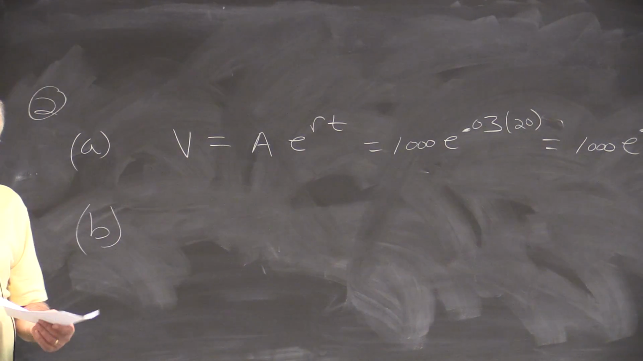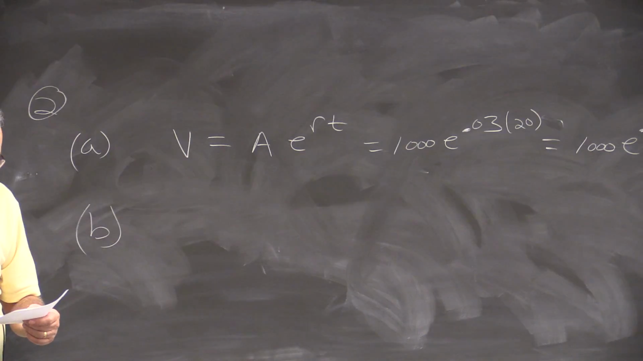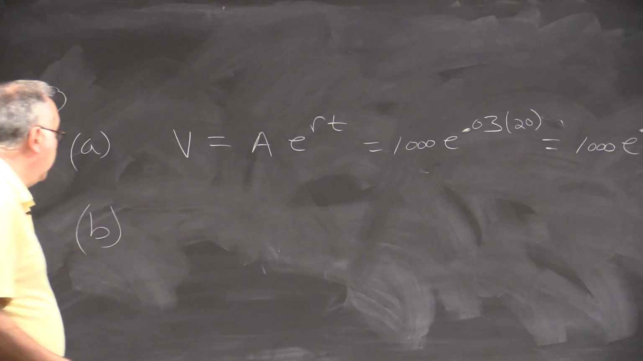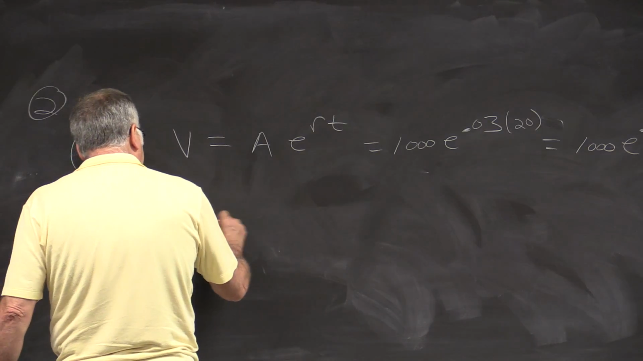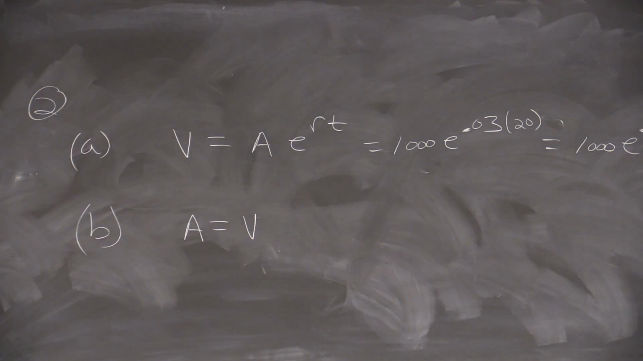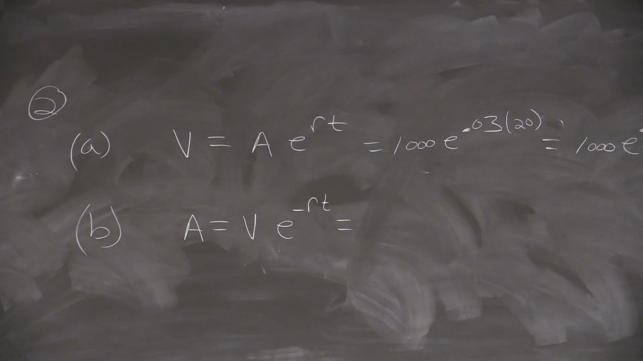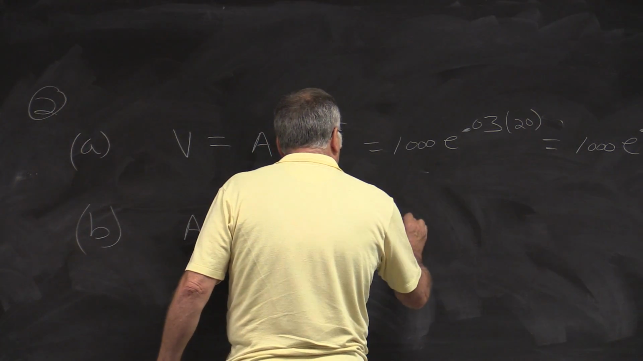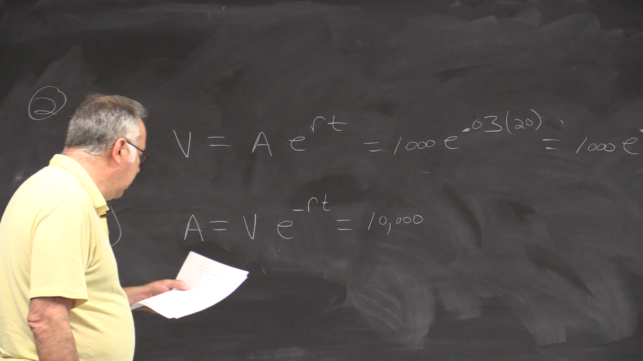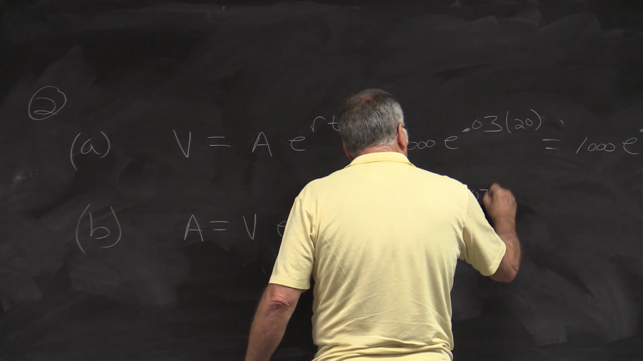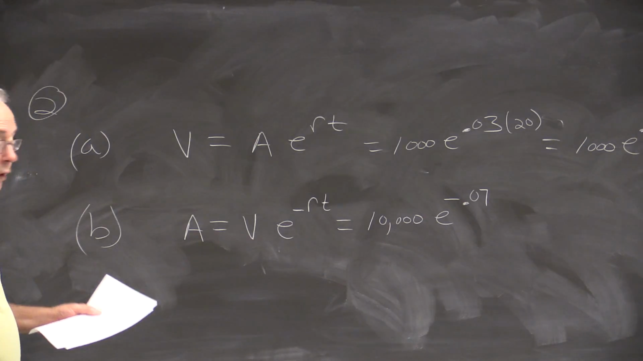Part B asks you to calculate the present value of $10,000 received 30 years from today at a continuously compounded interest rate of 7%. So the general formula we want to use for this one is A, the present value, is the future value, V, multiplied times e to the minus rt. And just plugging in the values, you're going to receive $10,000 in the future. So that's your value of V. And your interest rate is 7%. So it's e to the minus 0.07. And your t value is 30. You're getting it in 30 years.